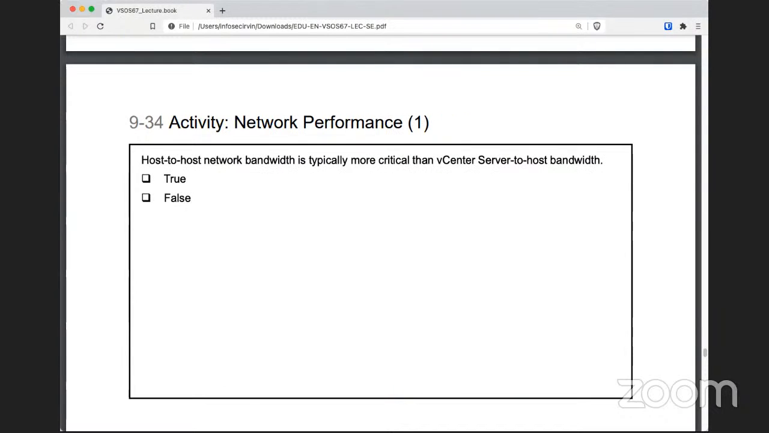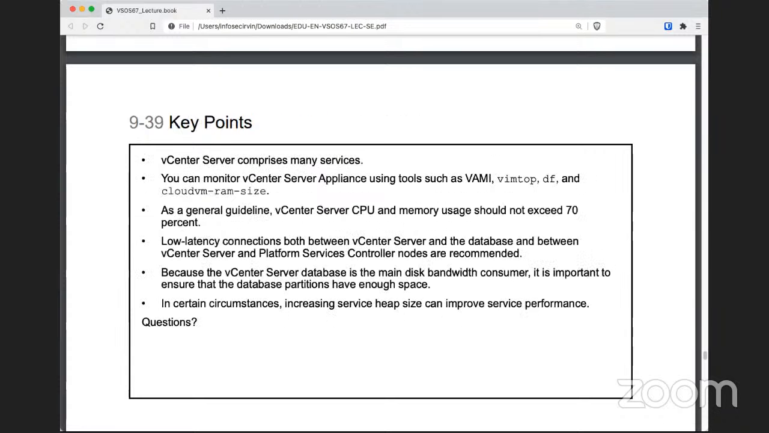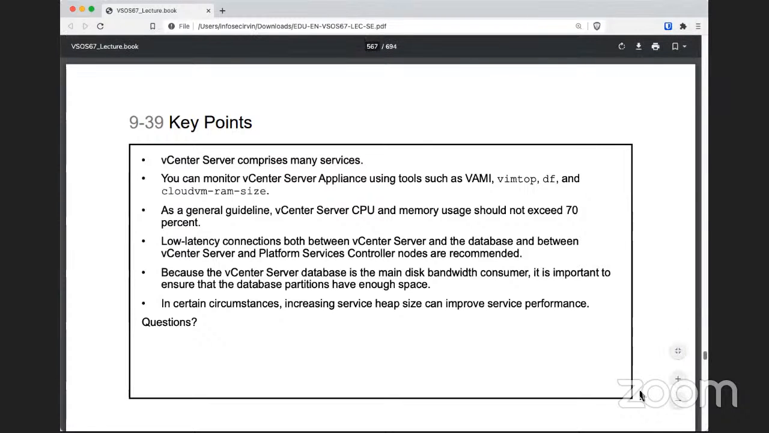And here's a question. Host-to-host network bandwidth is typically more critical than vCenter to host bandwidth. And the answer is true. A second question. Which of the following tools can you use to monitor the free space in vCenter server database? And the answer is the first and the last. That is the end of Chapter 9.